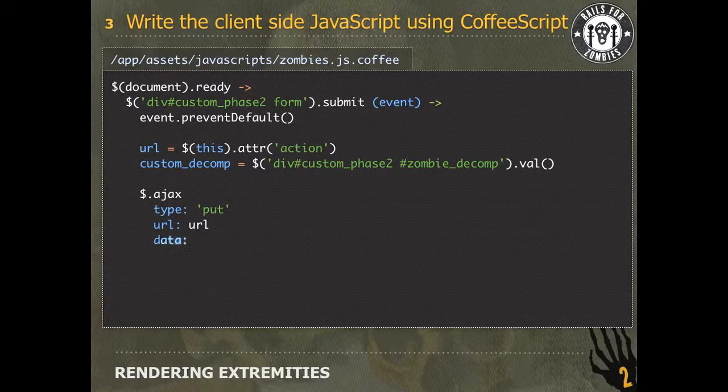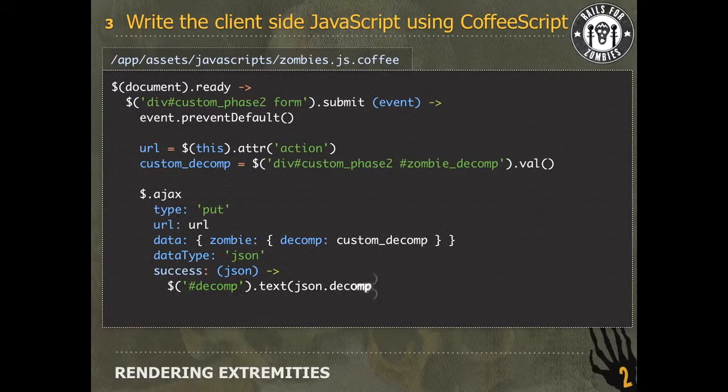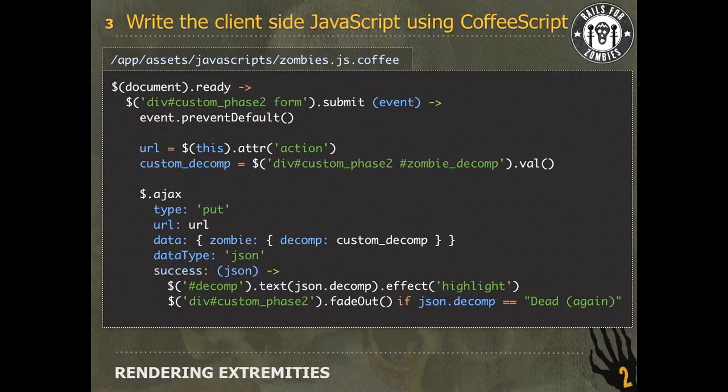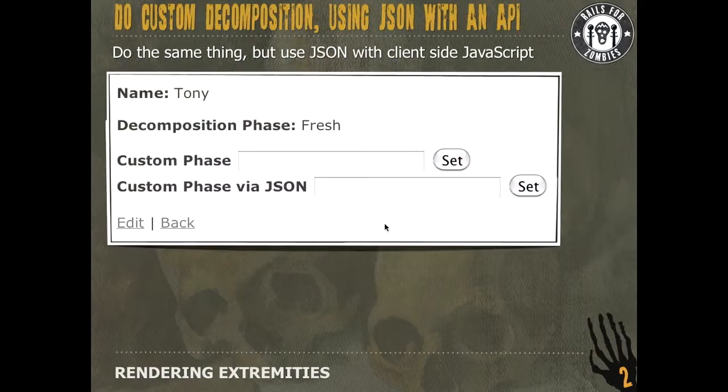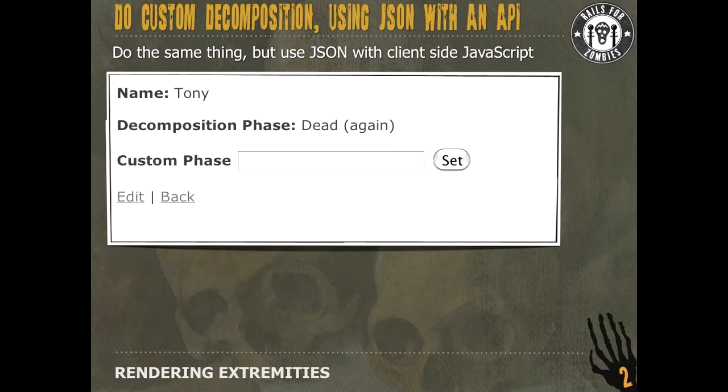We're going to send in some JSON. This is just plain old JSON right here. We specify the data type. And then if this request is successful, we're going to set the new decomposition, give it a highlight, then fade out the custom phase form if the JSON decomp equals dead again. Let's take a look at this form in action. So I can set the custom phase as smelly, as putrid, or even as dead again. And if I set it as dead again and I hit set, it makes the form disappear.